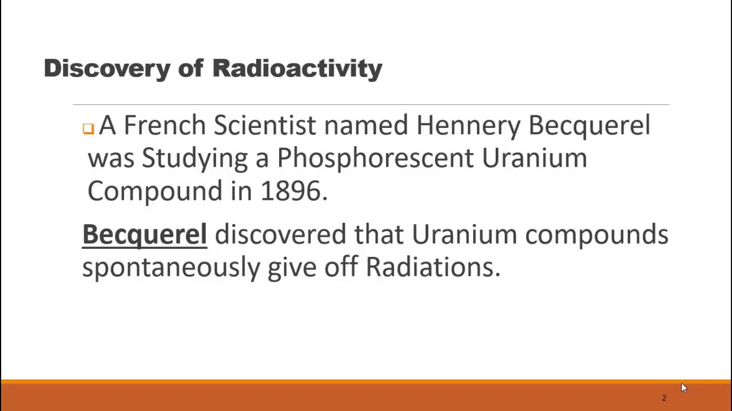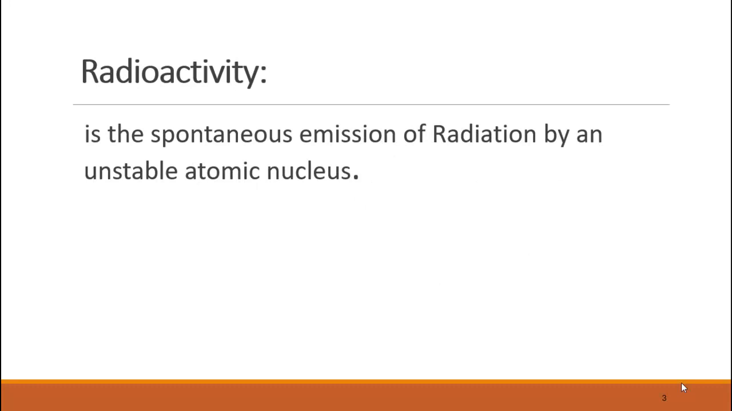First, we will talk about the discovery of radioactivity. A French scientist named Henri Becquerel was studying a phosphorescent uranium compound in 1896. Becquerel discovered that uranium compounds spontaneously give off radiations. What do we mean by radioactivity? It is the spontaneous emission of radiation by any unstable atomic nucleus.